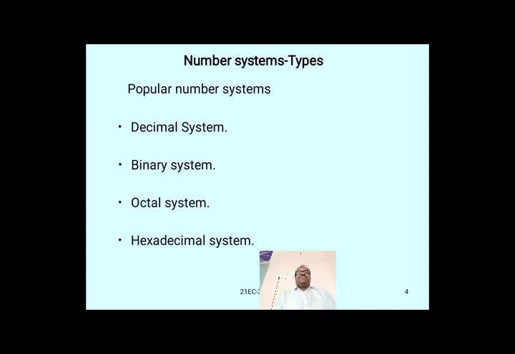Okay. See, please have a glance of it and make a note of it also. Important question in your exam point of view. Different types of number systems. There are four types of number system. First one decimal, binary, octal, hexadecimal. Okay.